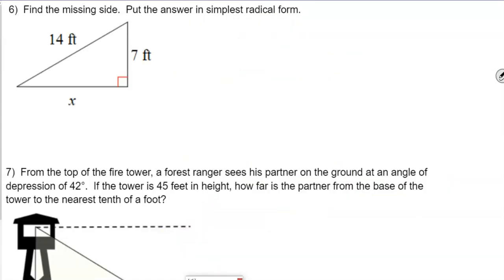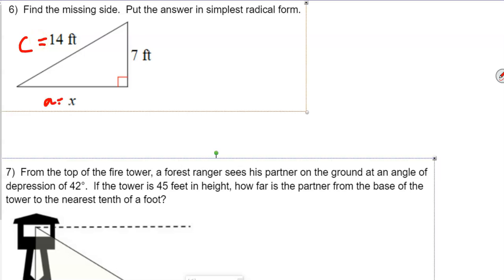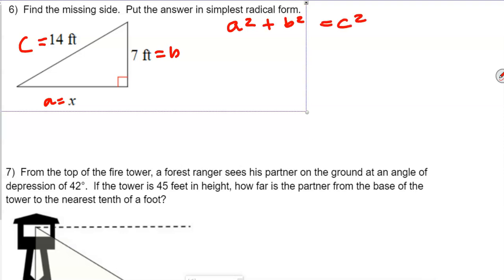All right. So this next one says find the missing side. So this is just Pythagorean's theorem, isn't it, guys? So this is C, right? It doesn't matter whether you make this one A or this one B, but aren't we using the equation A squared plus B squared equals C squared, right?